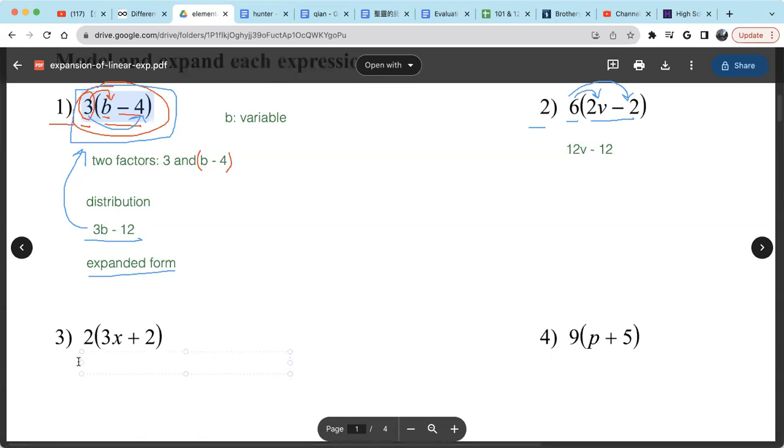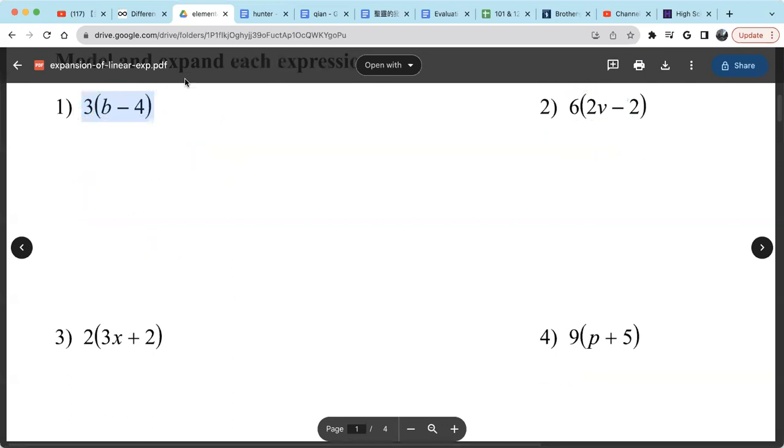Well, let's see 3. We distribute 2 to 3x and positive 2. So 2 times 3x is 6x. 2 times 2, that's 4. Okay, now I think you get it. Let me see if you can do it even faster than me. Okay, I get 9p plus 9 times 5, 45. And that's it. Simple and direct.